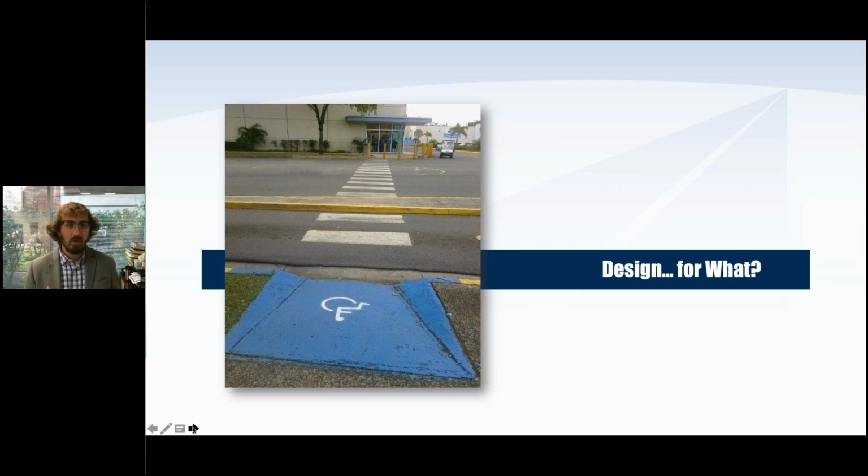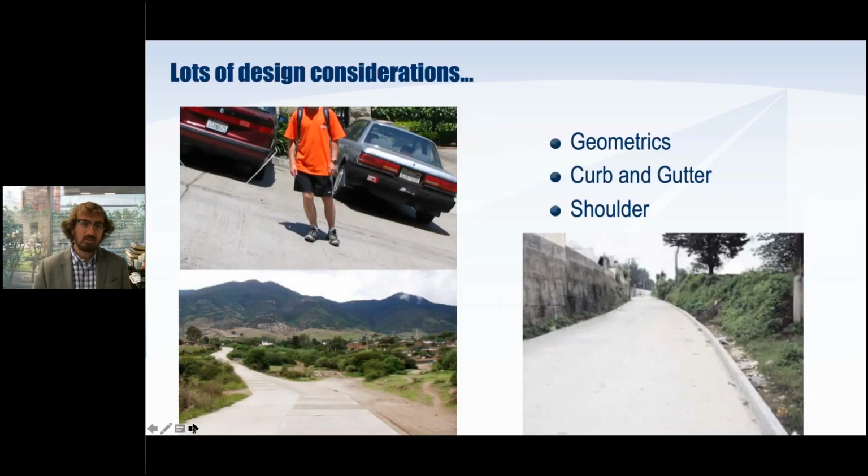So it's thinking about all those different design aspects that really make a good design a good design. That's what we're going to try to talk about today and hit the highlights on designing concrete pavements. So we start off, let's think about all the different design considerations that we might have. We've got geometrics, we've got curb and gutter, we've got shoulders. You can see different pictures of those, and these are actually from all across the world. We've got El Salvador here, Mexico here, actually the U.S., San Francisco there with the top left here.